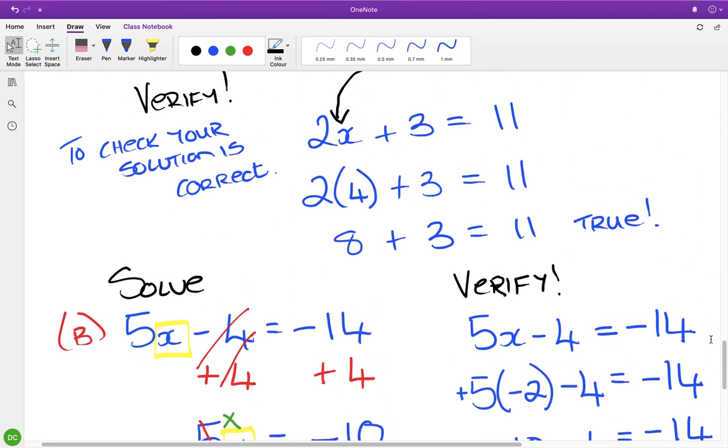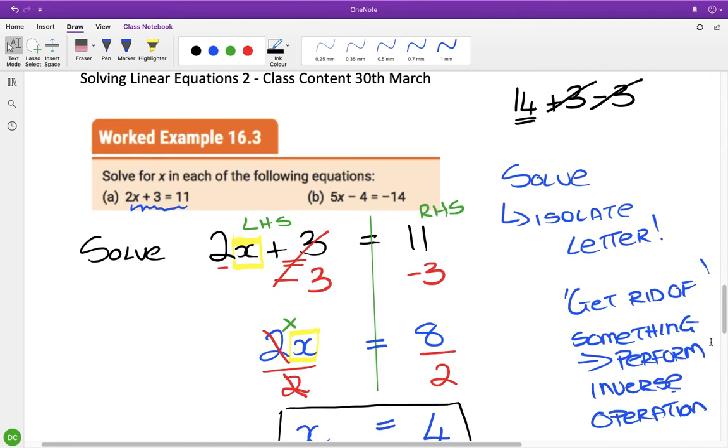Okay, so again, that is just adding another layer, making it that little bit harder where you introduce this second thing that needs to be removed in order to isolate the x, okay? But the rules don't change. So when you're asked to solve, you want to isolate the letter. To isolate the letter, you need to start, I'm using inverted commas, getting rid of stuff. You get rid of stuff by doing the opposite. So if I want to get rid of a plus 3, the opposite of plus is minus. So you get rid of it with a minus 3.